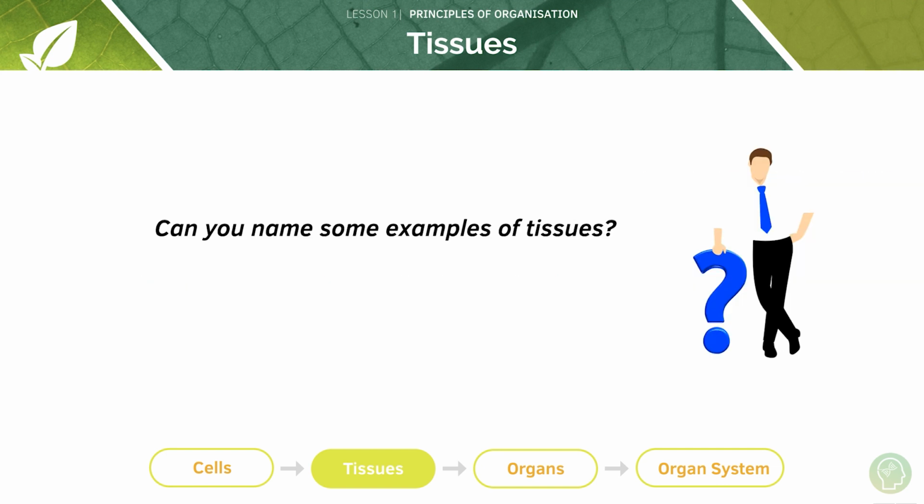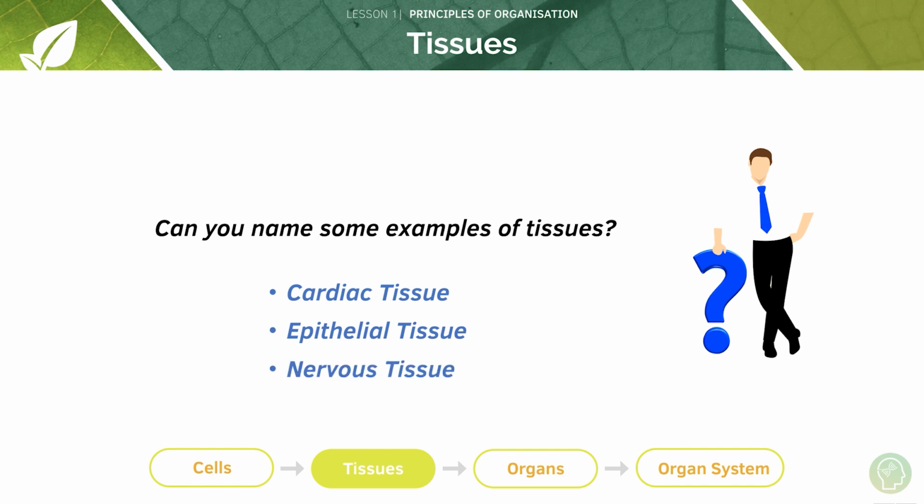So let's try and name some examples of tissues. Try and think of a few in your head. Perhaps pause the video at this point and write a few down, and let's see whether you come up with any of the same ones. So we've already looked at cardiac tissue. We can also talk about epithelial tissue and nervous tissue. Now, can you think of any of the functions of each of these tissues? Perhaps pause the video at this point and have a little brainstorm, and we'll go over it on the next slide.